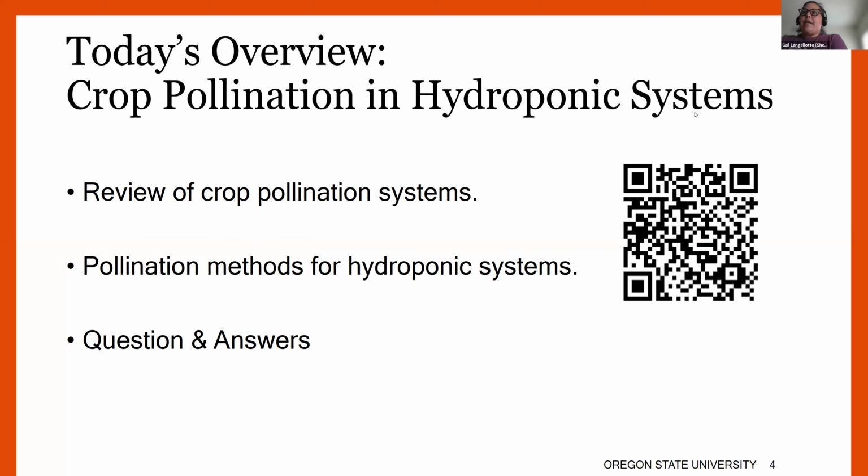So our roadmap for today, we're going to have a pretty concise webinar. I think that it'll take us about 35 minutes to get through the core of the material that I have for you today. I'm going to take a few moments to set the stage by reviewing crop pollination systems, and then specifically delve into the considerations that you need to keep in mind when incorporating pollination methods into hydroponic systems. Hopefully that'll leave plenty of time for questions and answers.